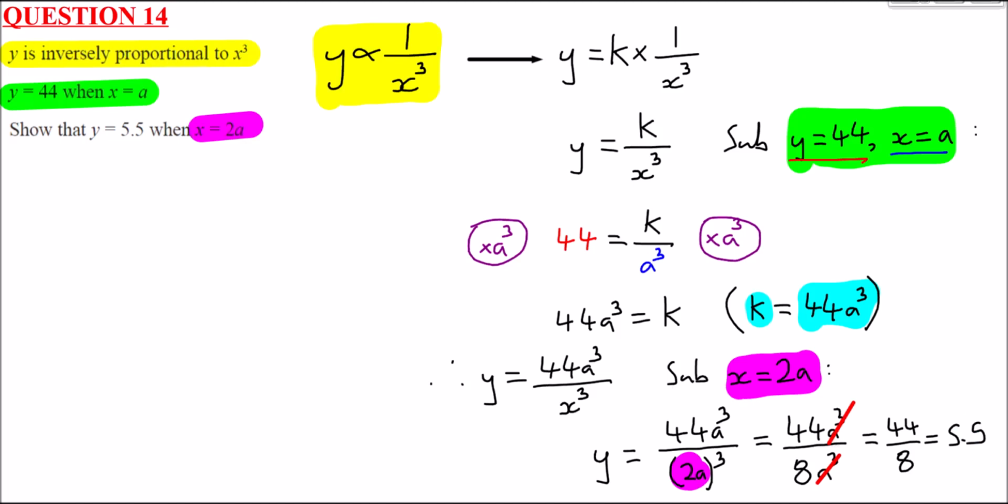So proven what we needed to prove, therefore we've nailed the question. So that's question 14 done.